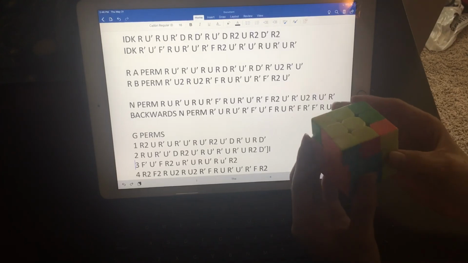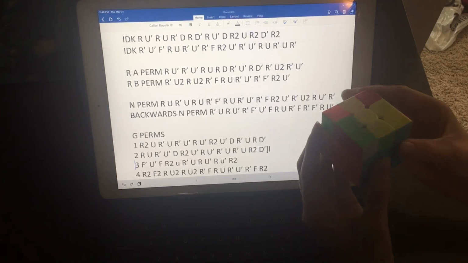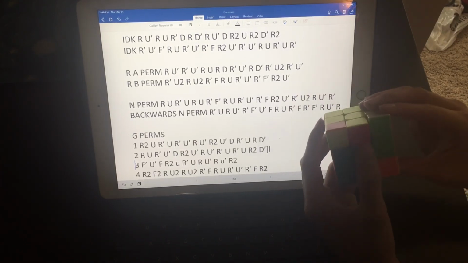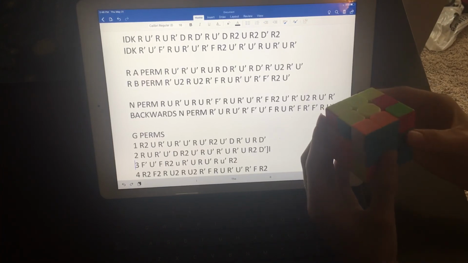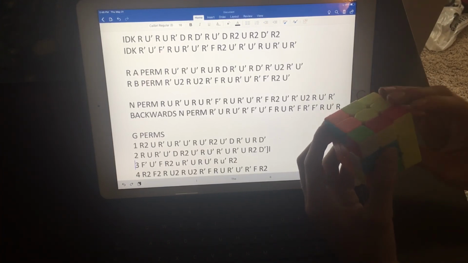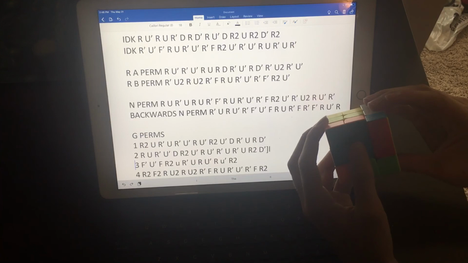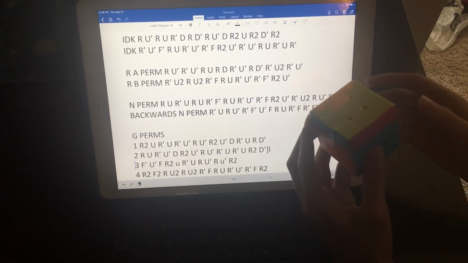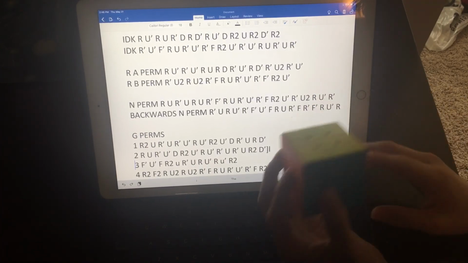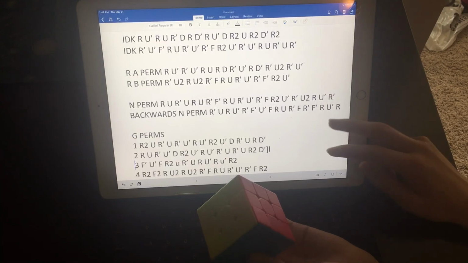R prime, U2, R, U2, R prime, F, R, U, R prime, U prime, R prime, F prime, R2, U prime. Now the N perm.